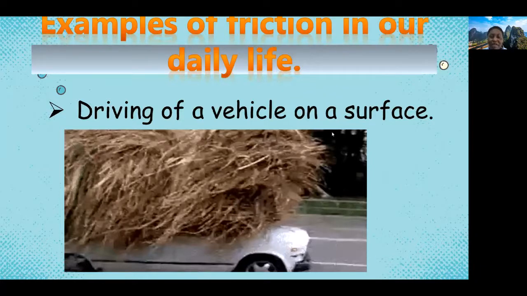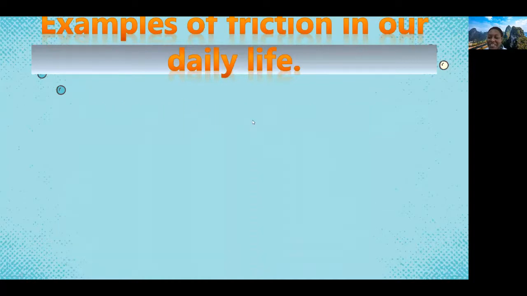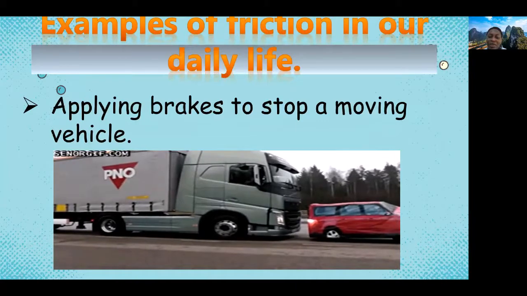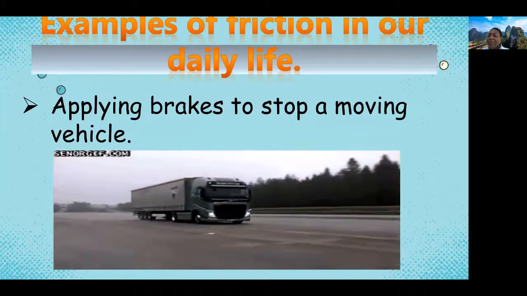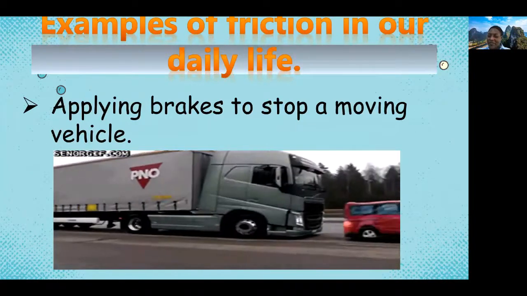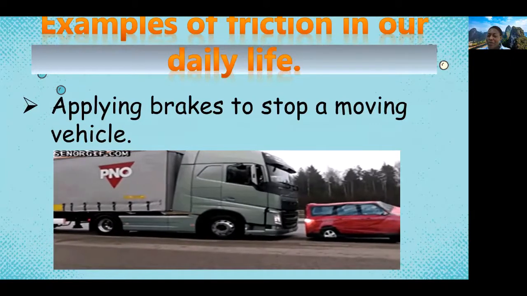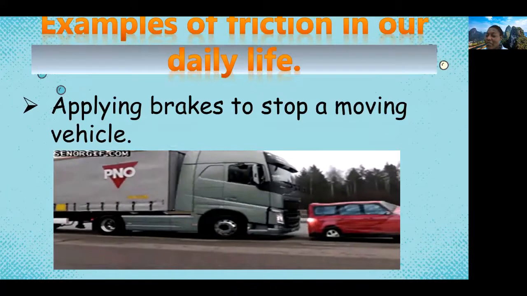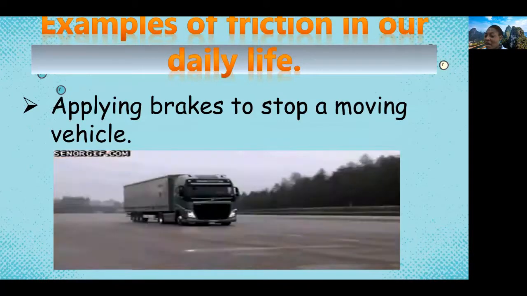Driving of a vehicle on a surface, friction applies there. And then next, apply brakes to stop moving vehicles. When you apply brakes, friction helps you to apply brakes. So if there is no friction, there is no way you can apply brakes.